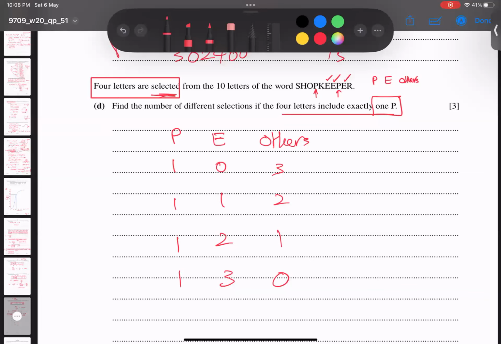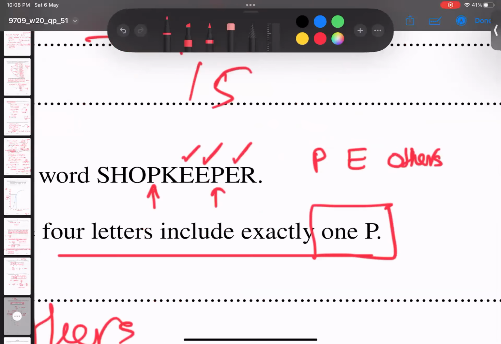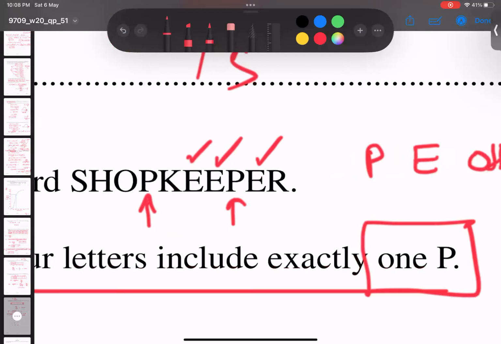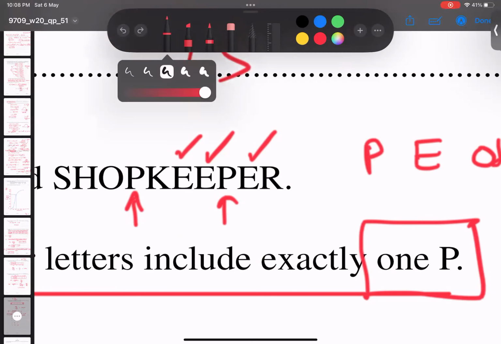And what is the technique to solve it? But first of all, I will write it. P is done. And others, how many letters? Let me count. 1, 2, 3, 4, 5. So 5. I put a blue tick mark.